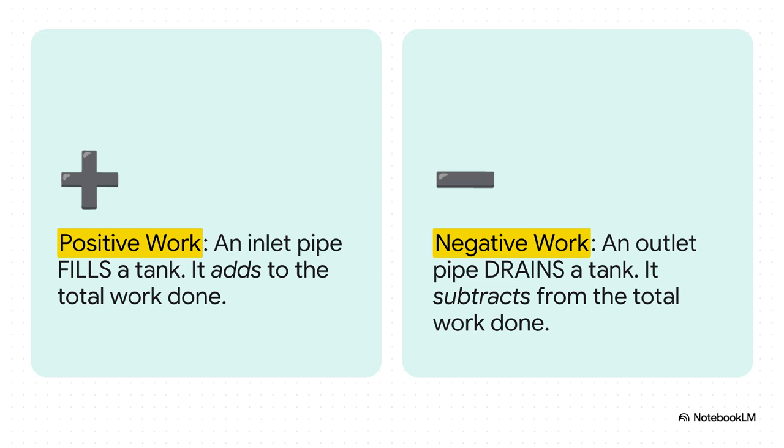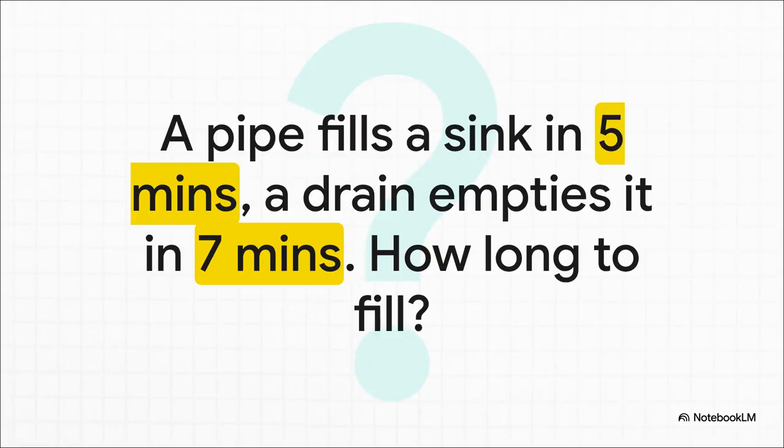The beautiful thing is we can treat this almost exactly the same way. We just subtract the rate of the negative work instead of adding it. It's a really simple tweak. So let's put this to the test with a new problem. You've got a pipe that can fill a sink in 5 minutes. But there's a catch. The drain is open and it can empty that same sink in 7 minutes. The pipe is working to fill it while the drain is working to empty it. Will the sink ever actually fill up? And if it does, how long is it going to take?